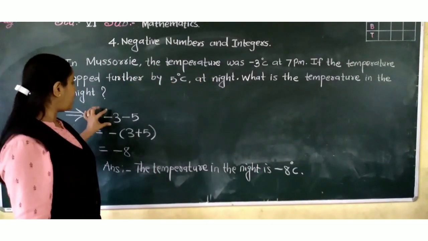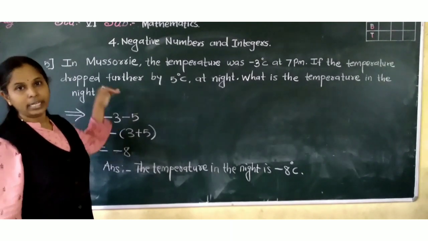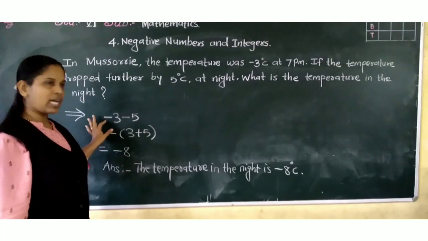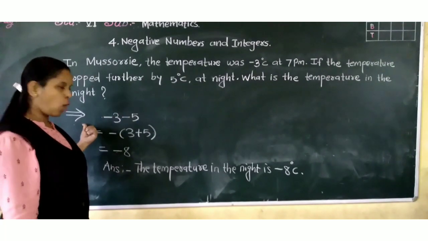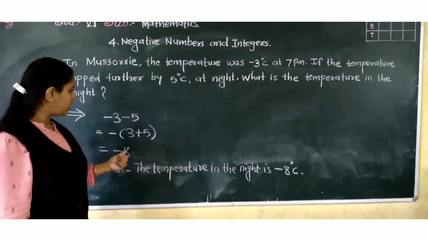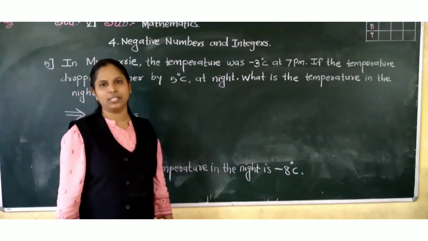Followed? See, at 7 p.m. it was minus 3 degrees. At night it dropped, meaning minus 5. So both signs are the same. Take the sign common, then add 3 plus 5. That is 8. So the temperature in the night is minus 8 degrees Celsius.